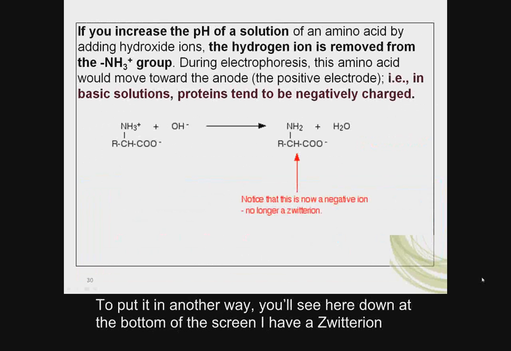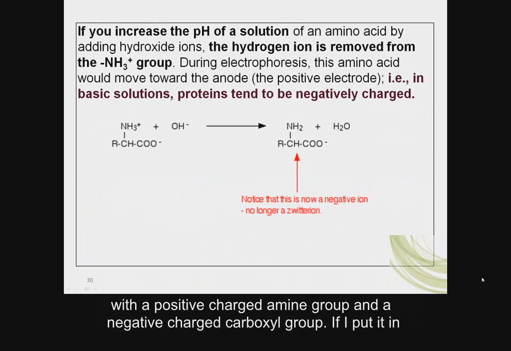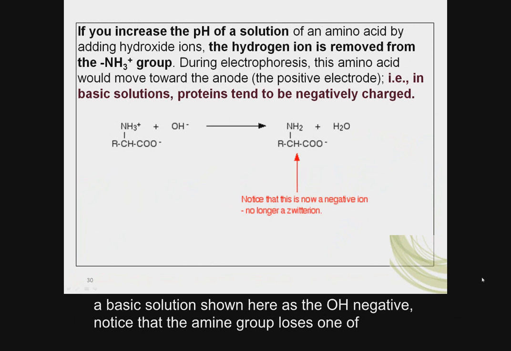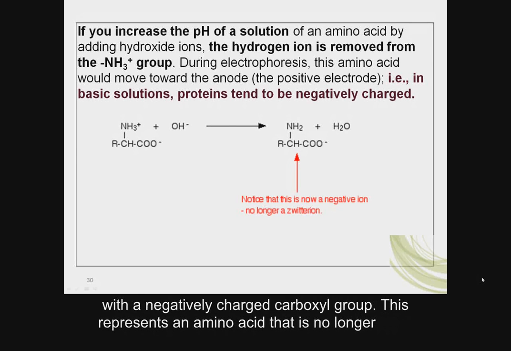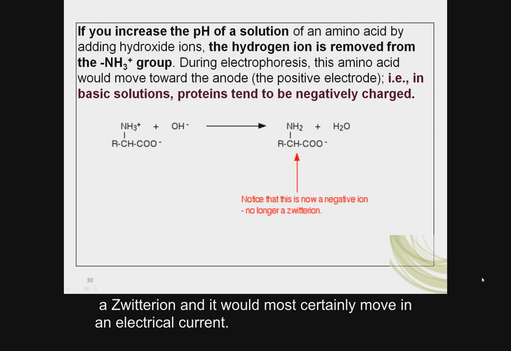To put it in another way, you'll see here down at the bottom of the screen I have a Zwitter ion with a positive charge amine group and a negative charge carboxyl group. If I put it in a basic solution, shown here as the OH negative, notice that the amine group loses one of its hydrogen ions. This means we lose the overall positive charge and we are left only with a negatively charged carboxyl group. This represents an amino acid that is no longer a Zwitter ion, and it most certainly would move in an electrical current.